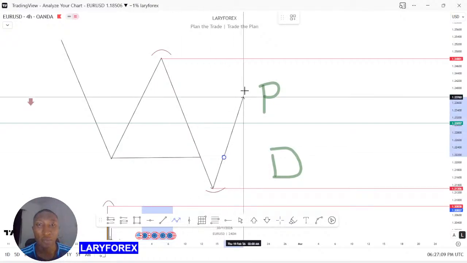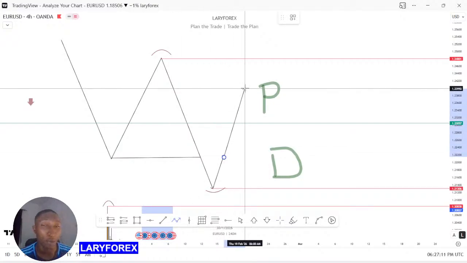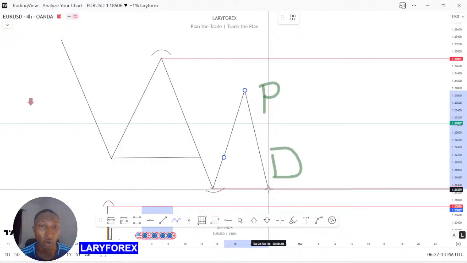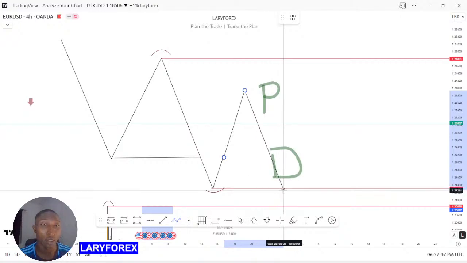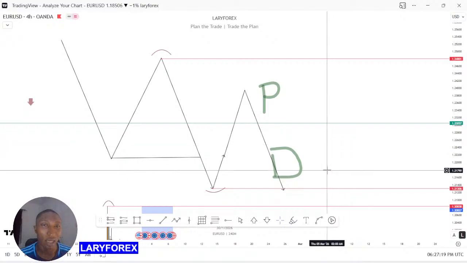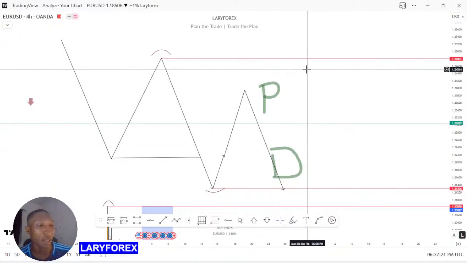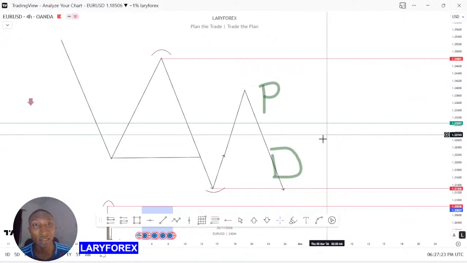So the next thing we will do now is to wait for price to come inside our premium, and then we will sell down to our discount, targeting the lower low in order to create a new lower low. Are you guys following? It is as simple as this.